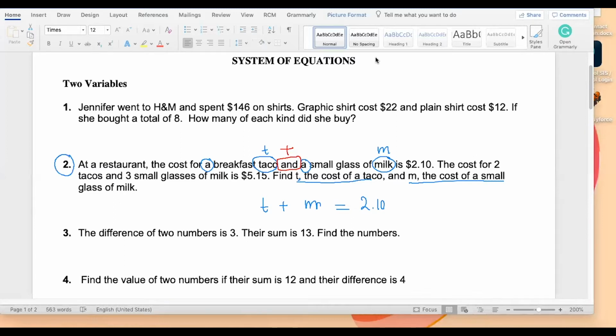Thank you so much, Mr. Buckley. How about the next equation? Okay, so the second line says the cost for 2 tacos, so that's 2T, and there's that and again, so we're going to add that. Okay. So we've got 2T plus 3M, all equals $5.15. Perfect. There we go. So we have 2 equations.